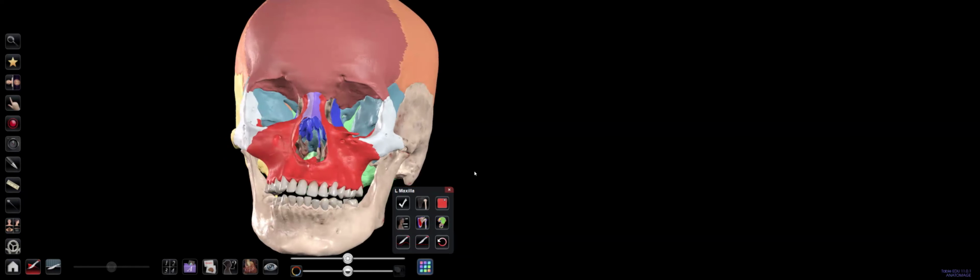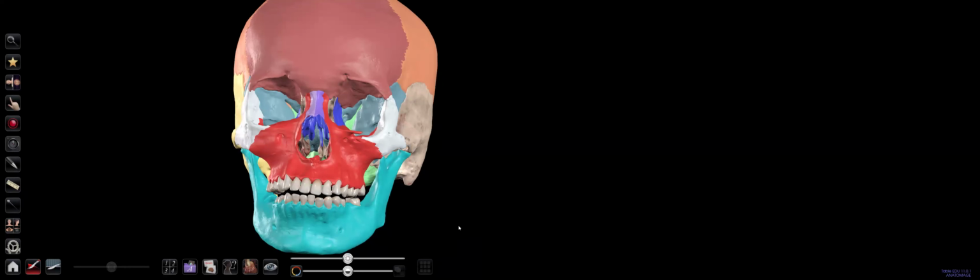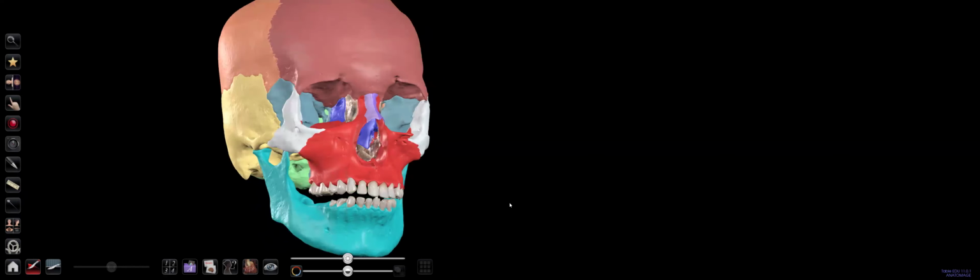The mandible. Let's go with the mandible. This is the skull bone that actually moved. One of the facial bones here that actually moved. Let's see here. What color should we make that one? Let's make it like a teal. So there you can see the mandible, a nice teal color.